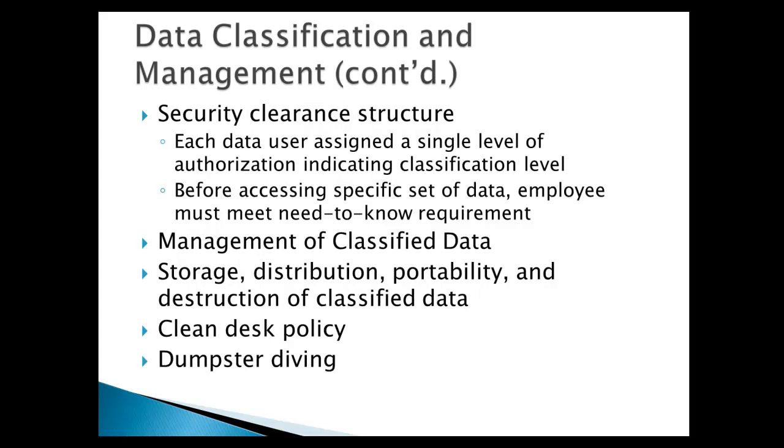If we look at security clearances, on the other side of the data classification scheme is the personnel security clearance structure. We classify data, secret, top secret, and super secret. We also have to give the same clearances to individuals that will be using that information. For each user of data within the organization, a single level of authorization must be assigned. This indicates the level of classification that he or she is authorized to view. Before individuals are allowed to access specific sets of data, they must meet the need to know requirements. This extra level of protection ensures that the confidentiality of the information is properly maintained.